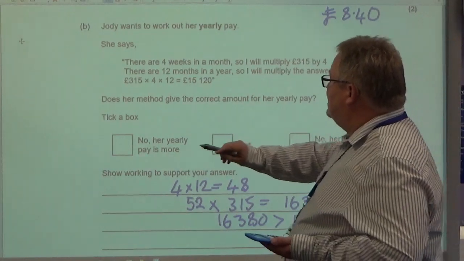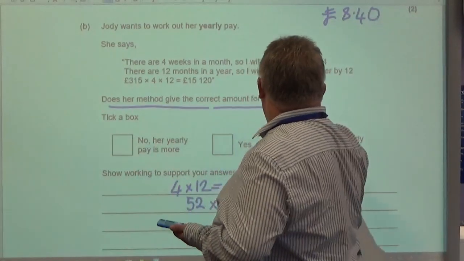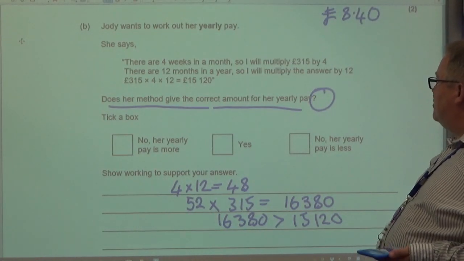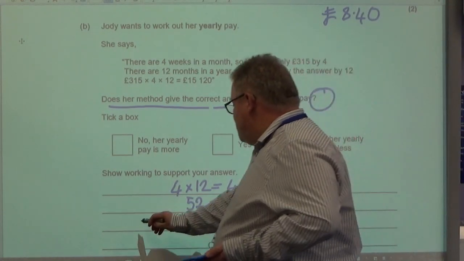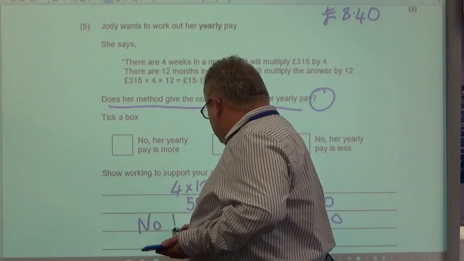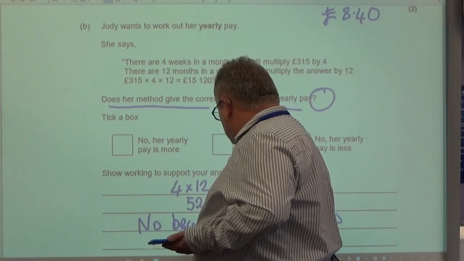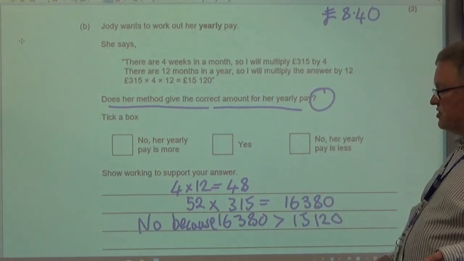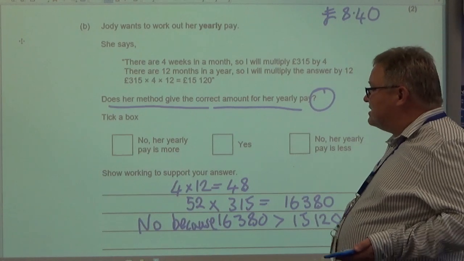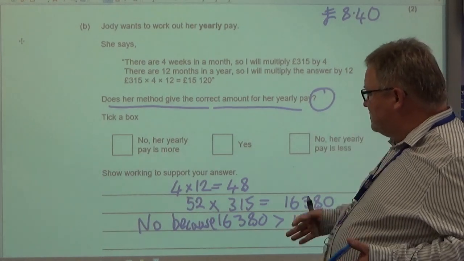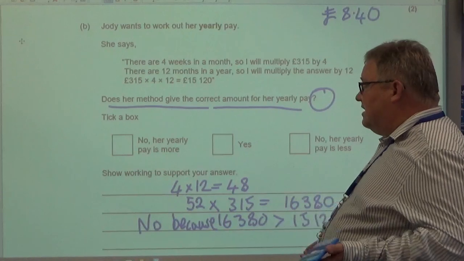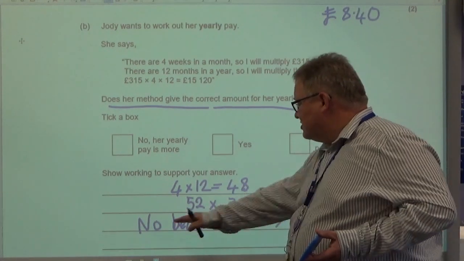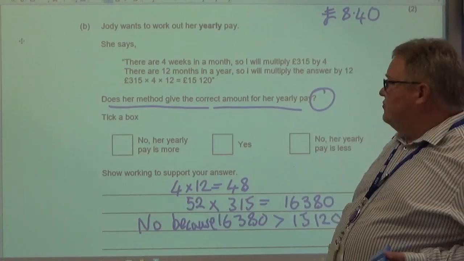So let's go back to this question. Here's the question, there's the question mark, we need that. So does her method give the correct amount for her yearly rate? No, because she's missed 4 weeks. It doesn't have to be like an English exam, paragraphs and paragraphs, but make sure that you answer it. Like I said before, one of the problems people make with these is they forget to actually say yes or no at the end of it, and the reasoning for it.